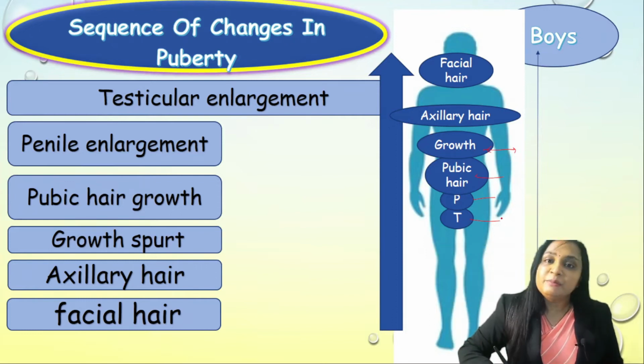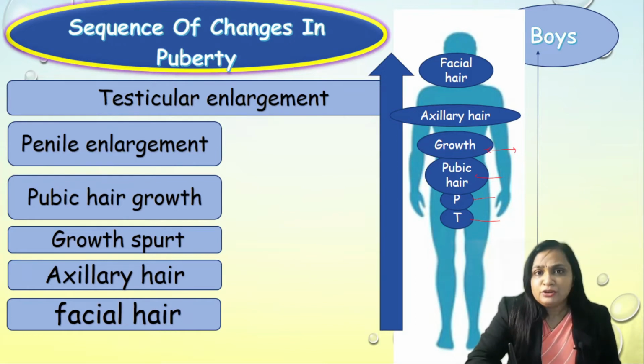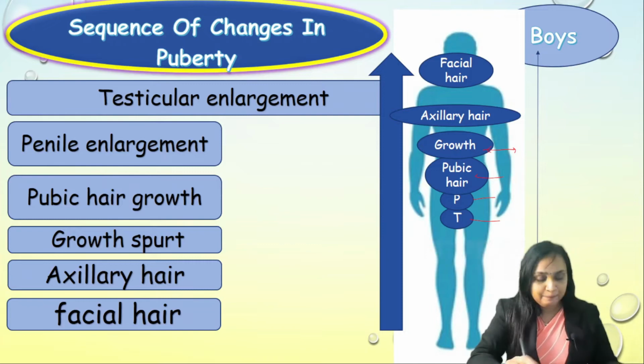First of all, there will be testicular enlargement, then penile enlargement, then pubic hair development, then a growth spurt, then axillary hair, and then at last the development of facial hair. For a minute, take a picture of this in your mind as well as in your phone and you will be able to remember the sequence very easily.